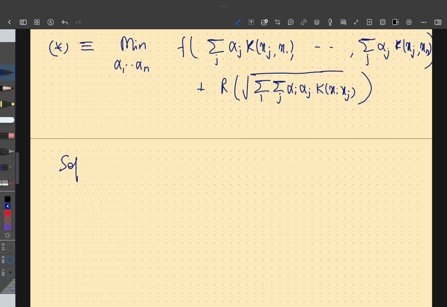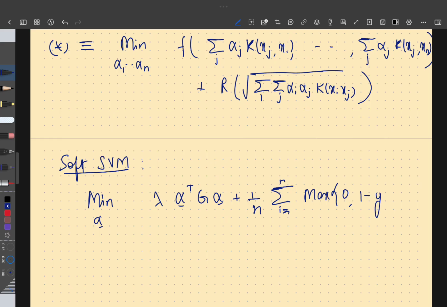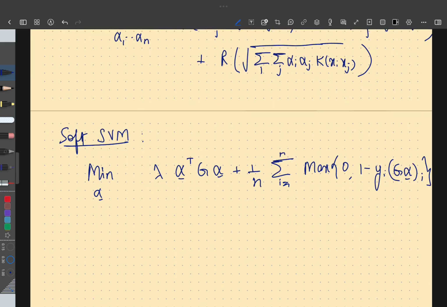So in particular, the soft SVM problem would have the following objective: to minimize over vectors alpha of lambda alpha transpose G alpha plus 1 by n summation i equal to 1 to n max between 0 and 1 minus yi times the ith component of the vector G alpha, where G is basically the Gram matrix.